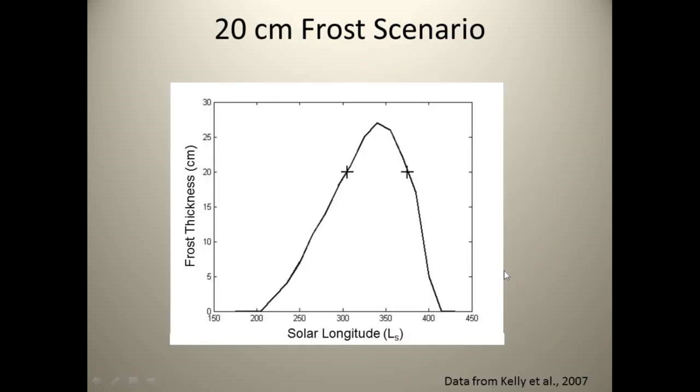What I do then is I look at two specific times. Here is the case where this is data taken from Kelly et al. 2007, where I plot the frost thickness for this location as a function of solar longitude. And I pick the two times where I have 20 centimeters of frost. I then use the thermal model to calculate what the temperature profiles were with depth at these two times. I subtract them to find the difference and see what the contraction that would have occurred in that period of time.